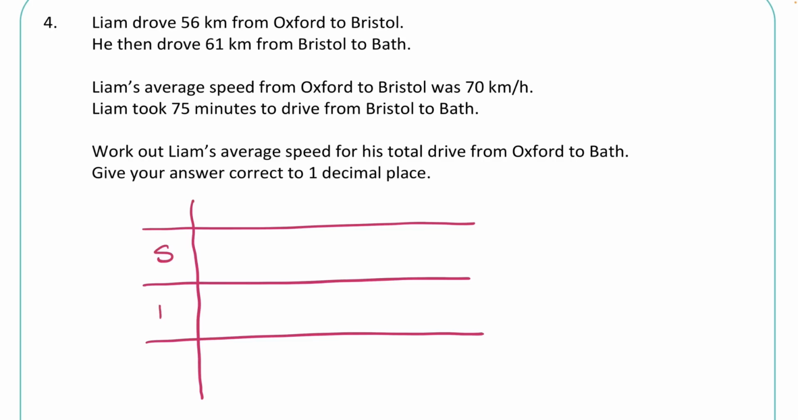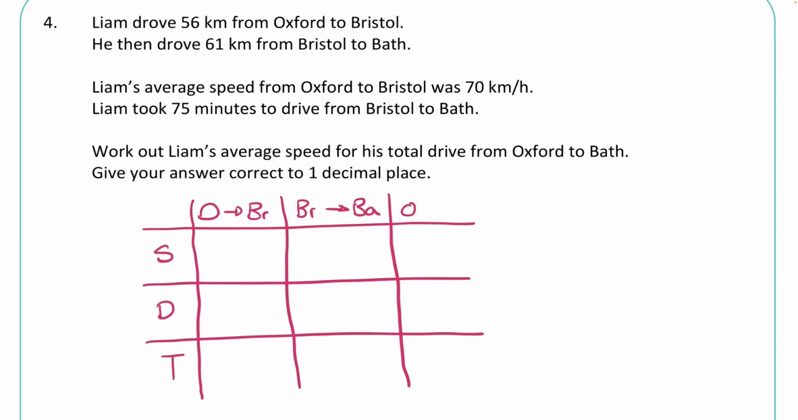I'll have my speed, my distance and my time. And I need some rows or columns to indicate these different parts of the journey. So we have Oxford to Bristol as one journey, and we have Bristol to Bath as another journey, and we have our overall journey.